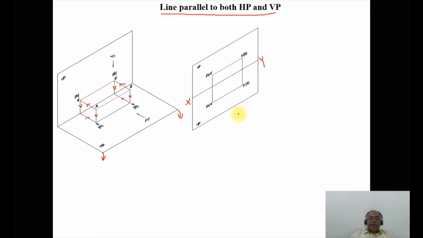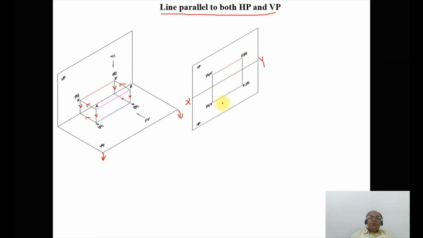Now, I am going to repeat: if I want the front view line to be in true length, then I should check in the top view. If the top view line is parallel to XY, its corresponding front view is in true length. That is what we have seen here. So that is the reason why we have got capital A and capital B.